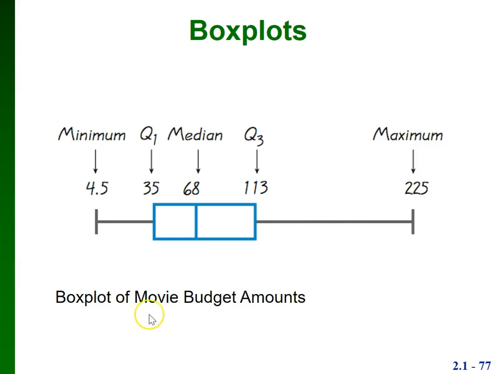This is a box plot of movie budget amounts. So our minimum was at 4.5. Then we have what we call the whisker that goes to the box. The left line in the box is the first quartile. There's a line in the middle somewhere that's the median. The right end of the box is the third quartile. And then we have another whisker that goes out to the right to the maximum value.